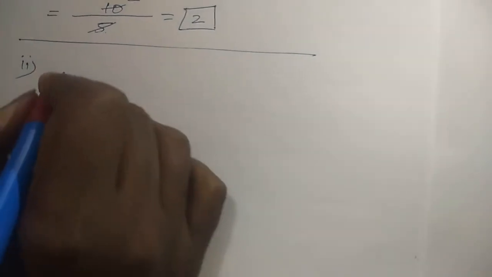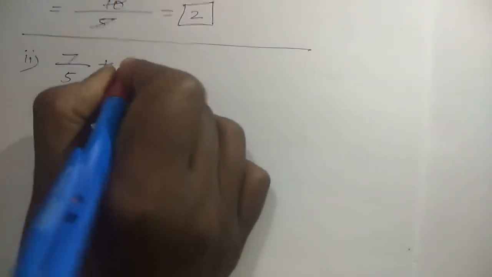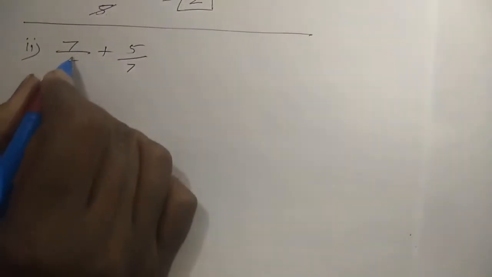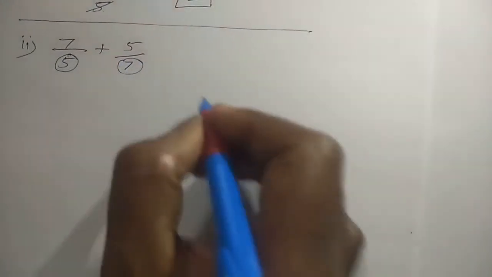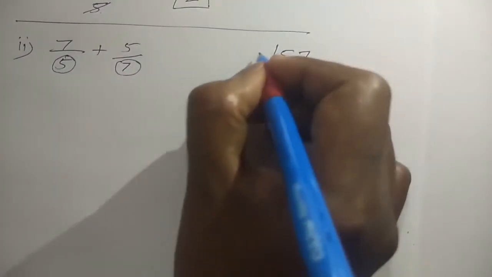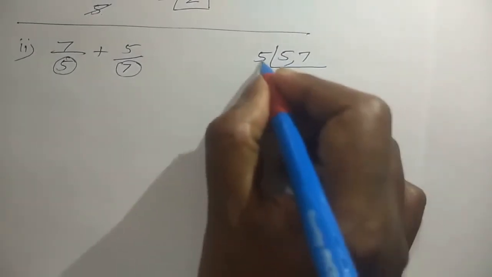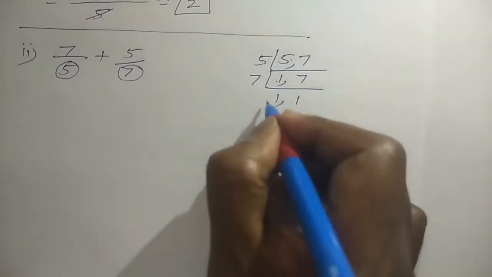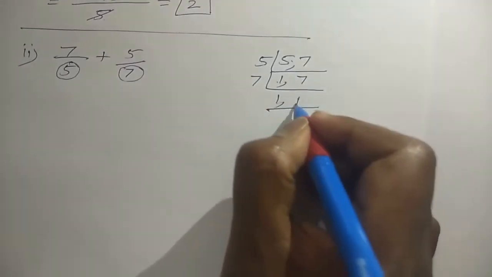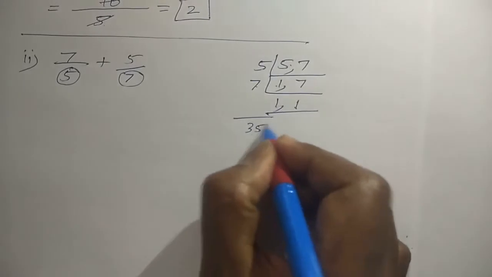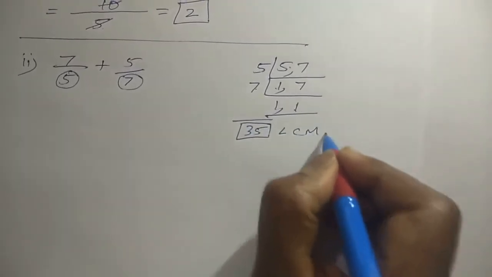Next we go to the second subdivision. The question is 7 by 5 plus 5 by 7. We have to find the sum. Here you have to check the denominators. The denominators are not equal, so we have to find the LCM. I put 5 here and 7 here. 1 time 5 is 5, and 7 remains 7. Then I put 7, so it is 1 comma 1. Once 1 comma 1 comes, we stop. The LCM we got is 5 7s are 35.